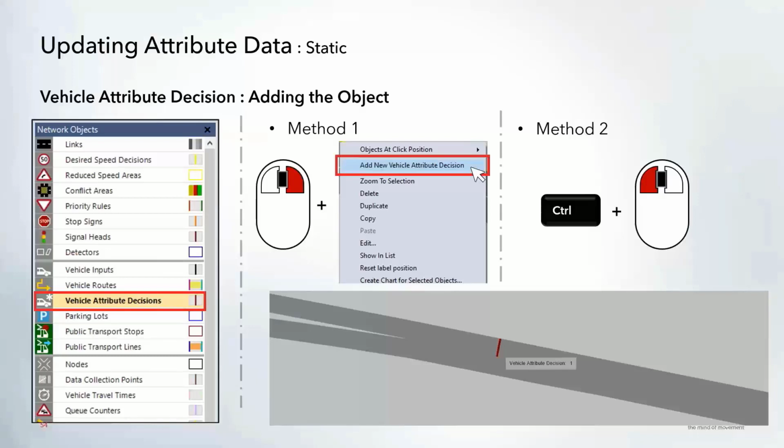So in order to add any of these attribute decisions, you'll just want to make sure that option is selected in the network object toolbar. And then you can either right-click on a link and choose the add option in order to place that, or you can also press Control and click in order to place that specifically on a link.